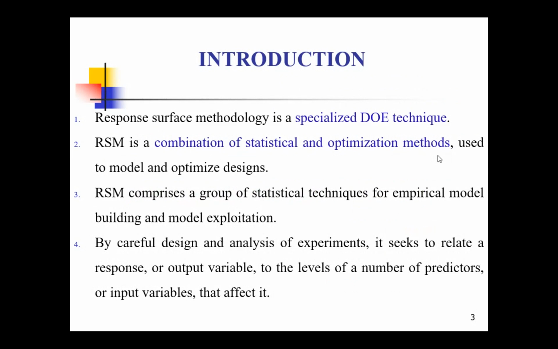But the difference between Taguchi's approach and RSM is, in order to avoid experimental errors, a larger number of experiments will be incorporated in this RSM design. Apart from that, some repetition of experiments is also possible with this. So the amount of error that exists between the experiments can be curtailed. So this RSM is a combination of both optimization as well as statistical methods, which is specifically useful to model and to optimize designs.